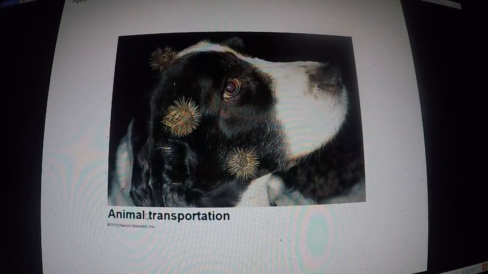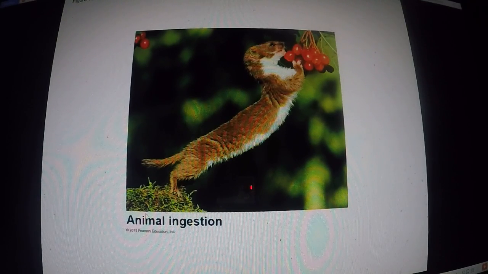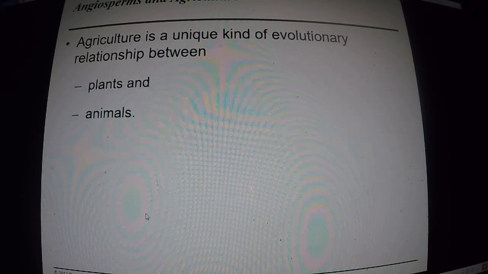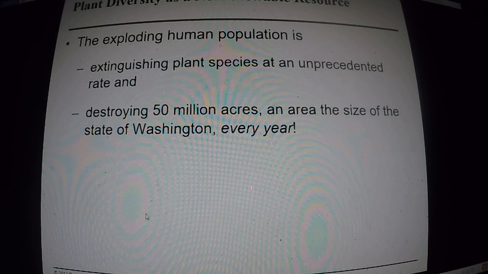Wind pollination, animal pollination, animal ingestion. Sometimes seeds have to pass through the intestines of animals before they can germinate. Gymnosperms supply most of our lumber. Angiosperms supply nearly all our food, fiber, medication, perfume, and decoration. Angiosperms are a unique kind of evolutionary relationship between plants and animals. The exploding human population is extinguishing many plant species at an unprecedented rate, destroying 50 million acres, an area the size of the state of Washington, every year.